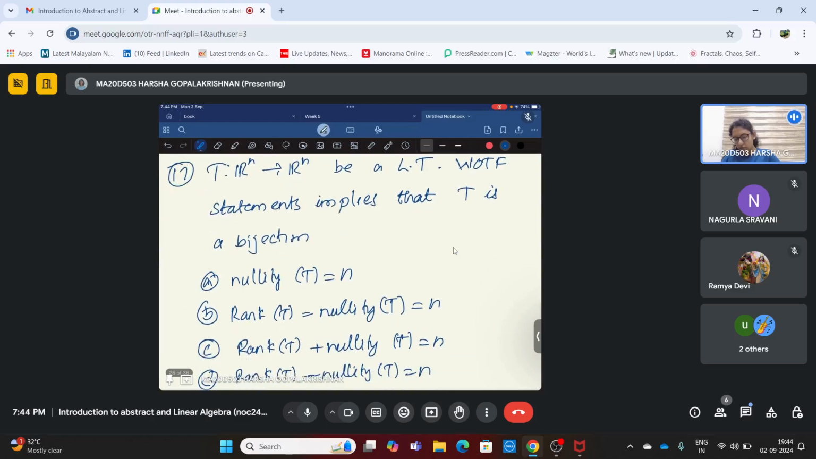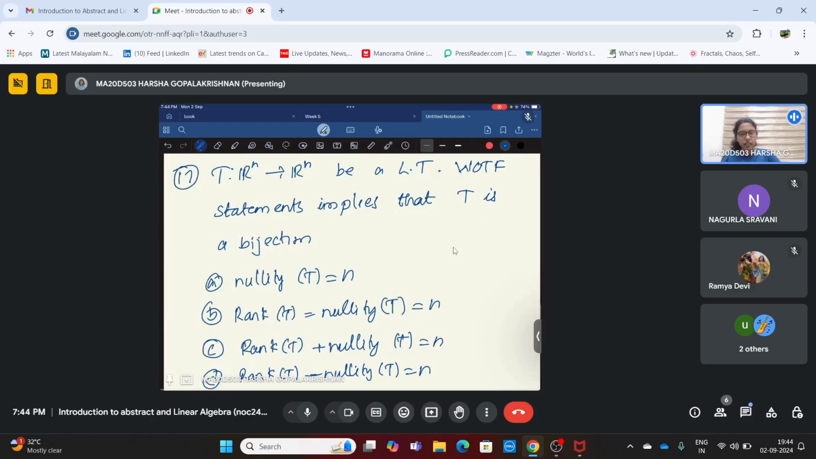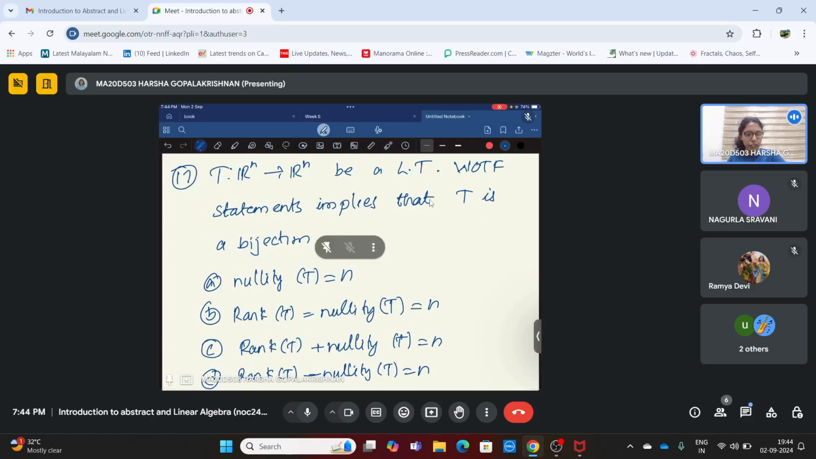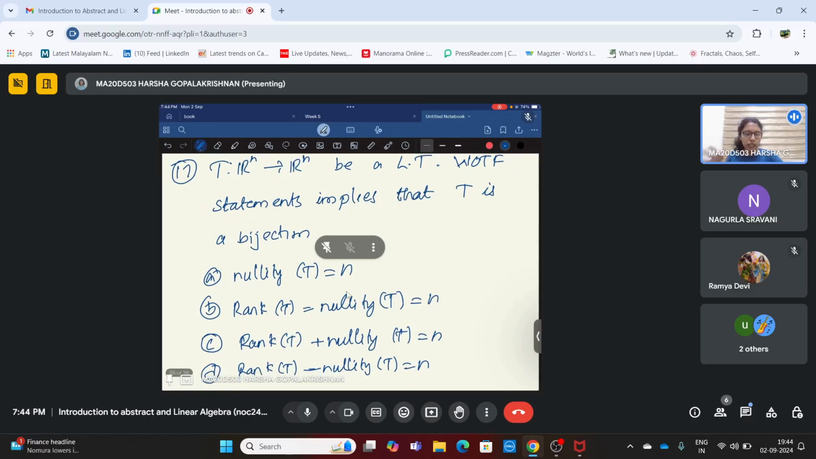Okay. T is a linear transformation from Rn to Rn. The question is, which of the following statements implies that T is a bijection? So we need to prove, using which of the following, that T is a bijection. That is, T is both 1-1 and onto. First of all, does statement A imply T is a bijection? It says nullity of T equals n. That is, the kernel has n linearly independent elements. Correct?